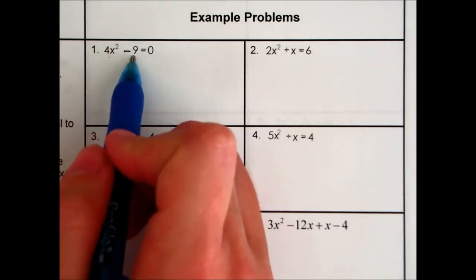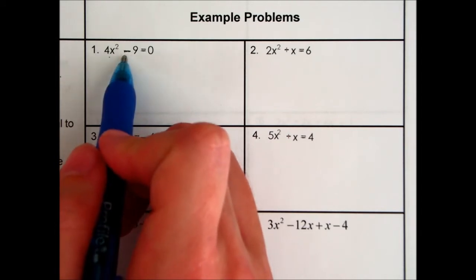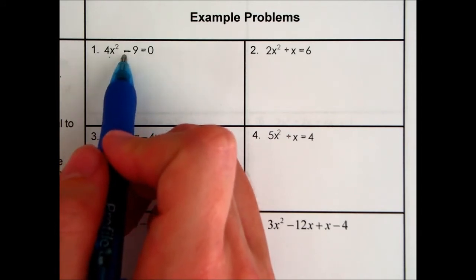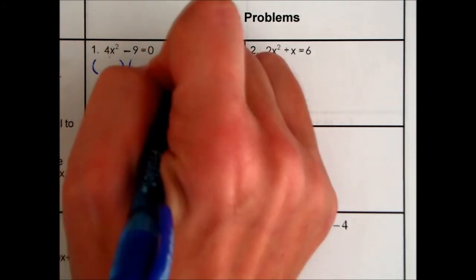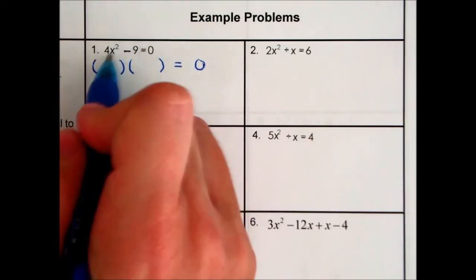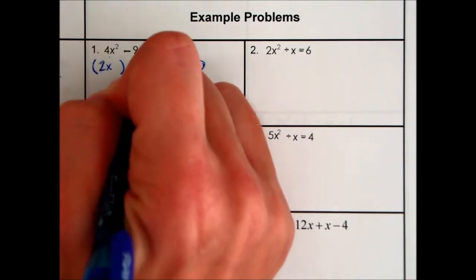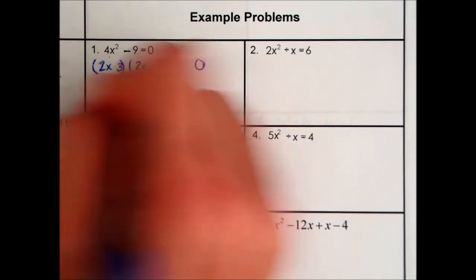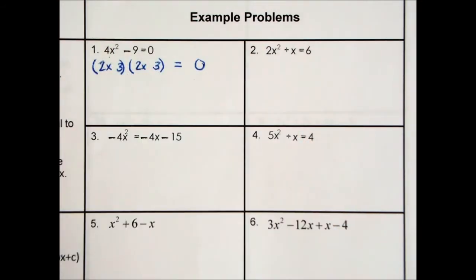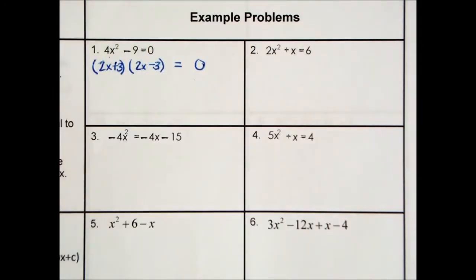Notice that it's a binomial, that these are perfect squares, and it's a difference, which means this is a difference of two squares. So when we factor this, if you'll remember, we take the square root of the first term, which would be 2x, and we write it in the front. Then we take the square root of the second term, which is 3, we write it in the back. And then one has got to be positive and one has got to be negative, because they're like the conjugate. They're going to cancel out those middle terms.